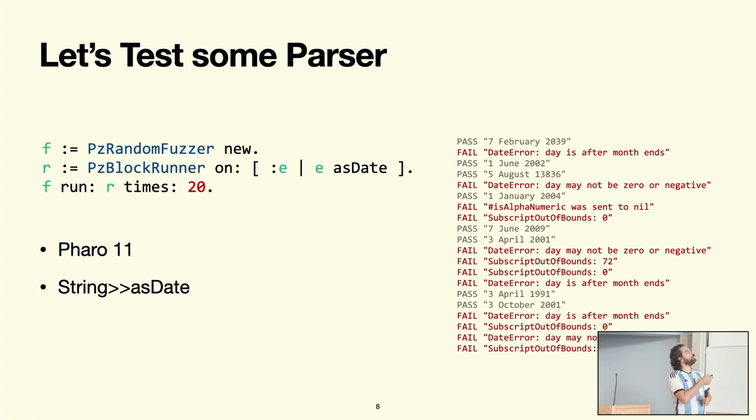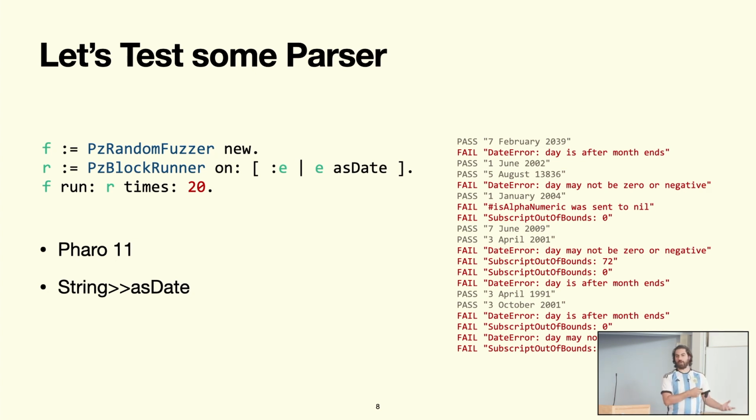Right now we are saying, okay, if we have an exception, there's a failure. If we have no exception, it's okay. And then we find that there are a lot of inputs that pass, and we have dates. That's okay. And then we have failures with date errors, for example. Or we have here, look, a subscript out of bounds, so an out of bounds error, and so on. So we have a couple of errors there.